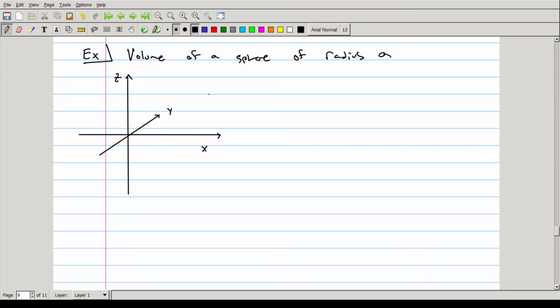So the sphere of radius a is given by x squared plus y squared plus z squared is equal to a squared, or z squared is equal to a squared minus x squared minus y squared. When we solve this equation for z, we get that z is equal to plus or minus the square root of a squared minus x squared minus y squared.